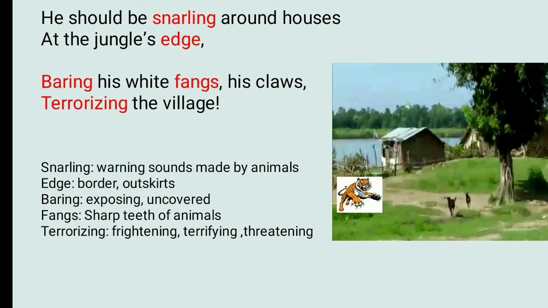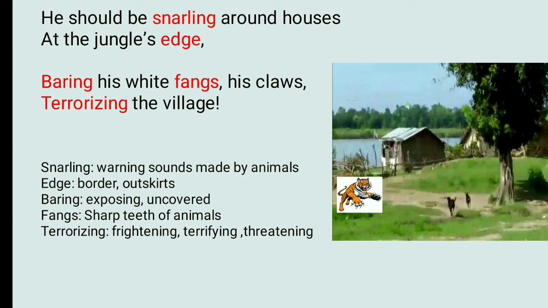He should be snarling around houses at the jungle's edge, baring his white fangs, his claws, terrorizing the village. If that tiger would be in the forest, he would be snarling around the houses at the jungle's edge. He would be producing a warning sound, so that the people who stay on the edge of the jungle would get alert because of this warning sound, this snarling sound of the tiger.